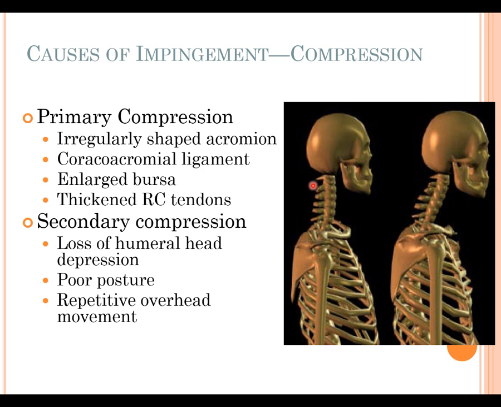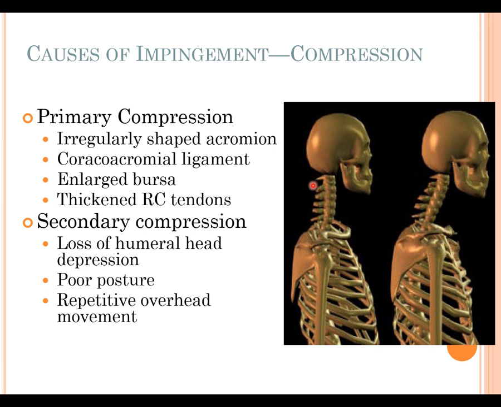Then we have secondary compression. Secondary compression is really not a result of any specific structure. It's going to be a result of some other things. So for whatever reason, we are pinching these structures. It could be primary compression because something is too large, taking up too much space, and structures are getting pinched. Or it could be something like loss of humeral head depression.